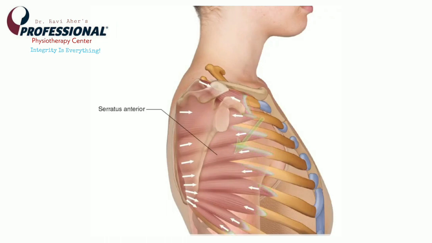From there, the serratus anterior runs posteriorly, and its distal attachment is on the anterior surface of the entire medial border of the scapula, the medial border from the superior angle all the way down to the inferior angle.